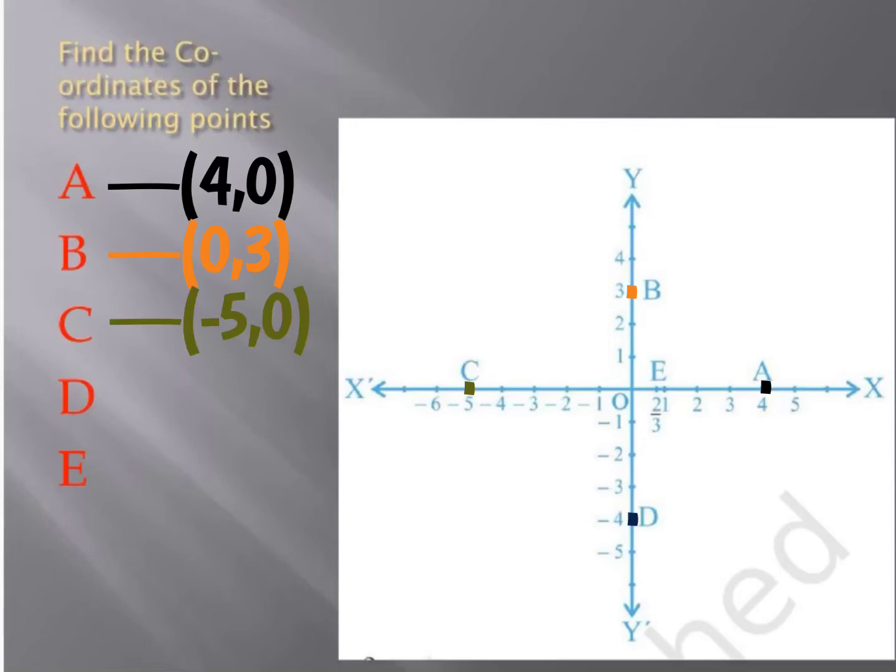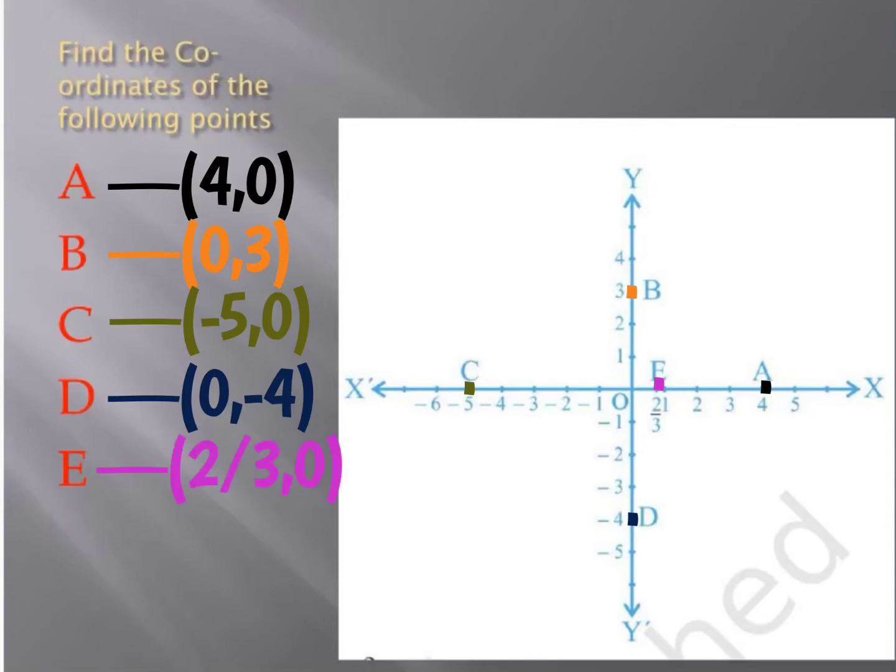Now point D. Point D is lying on the y-axis at -4. So its x coordinate is 0 and y coordinate is -4, and point D is represented by the ordered pair (0, -4). The last one is point E. Now students, here you can see that point E is lying between 0 and 1 on the x-axis at 2/3. Here it is clearly mentioned that it is at 2/3. So its x coordinate is 2/3 and y coordinate is 0 since it is lying on the x-axis. So point E is represented by the ordered pair (2/3, 0).